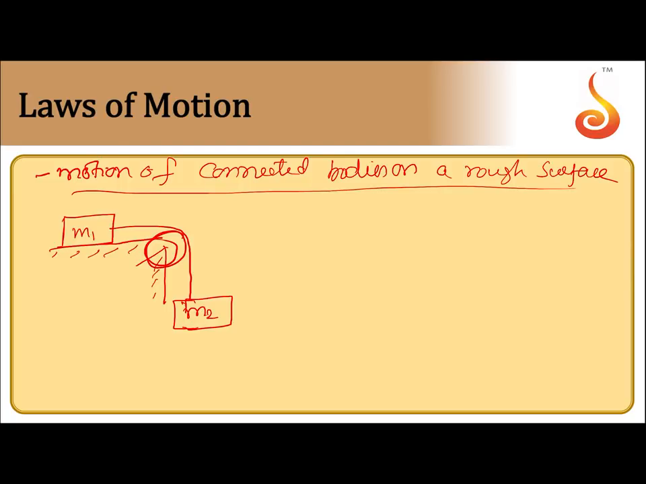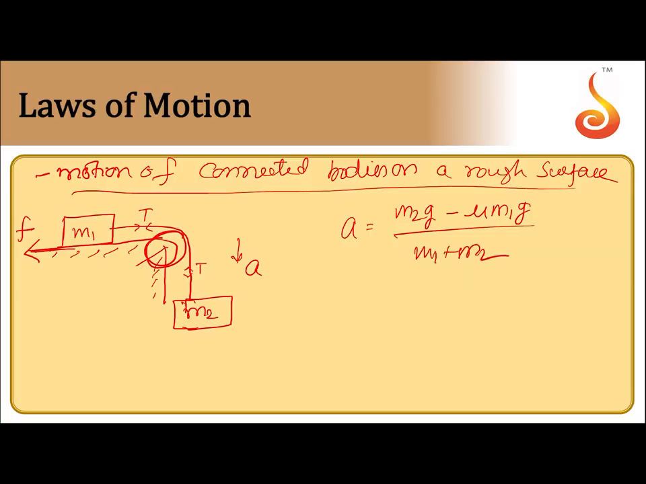Now, you may notice that force of friction acts along this direction, and of course the tension is T in the string. And assuming the system to accelerate in the downward direction, then the acceleration of the system is equal to m2g minus mu m1g divided by m1 plus m2. How to get this one? Simple. We need to draw the free body diagram.